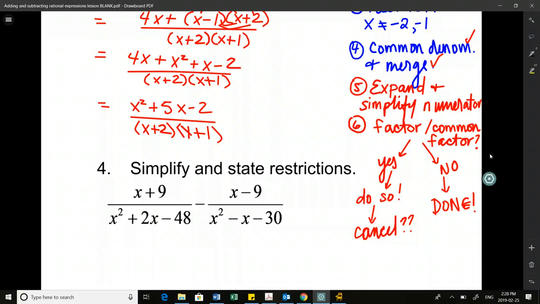Okay, so it's kind of like a decision tree where we say, okay, now can I common factor or factor anything else? Yes, okay, then I'm going to do it, and then I'm going to see if I can maybe cancel something. If it's no, then I'm finished. So the question that we would be asking ourselves here is there anything that multiplies to -2 and adds to 5?